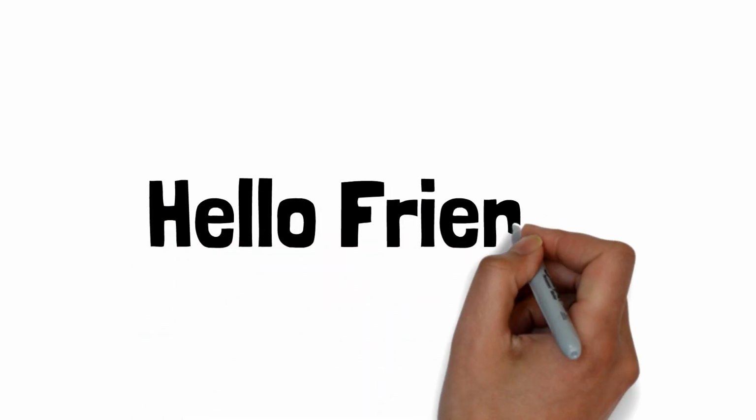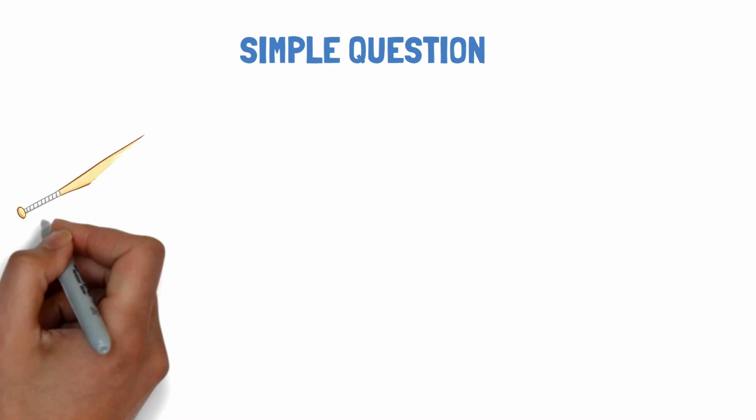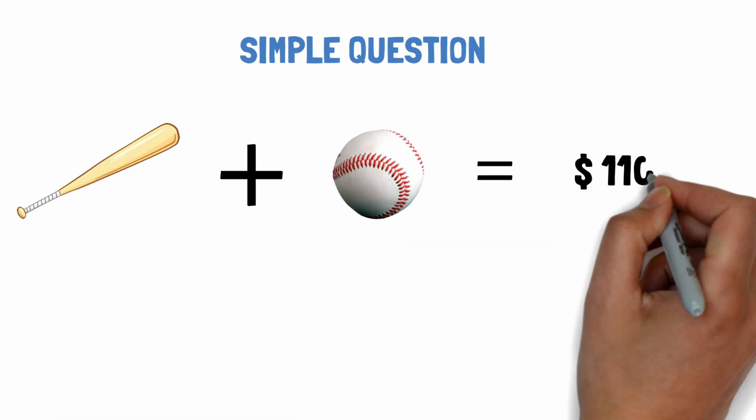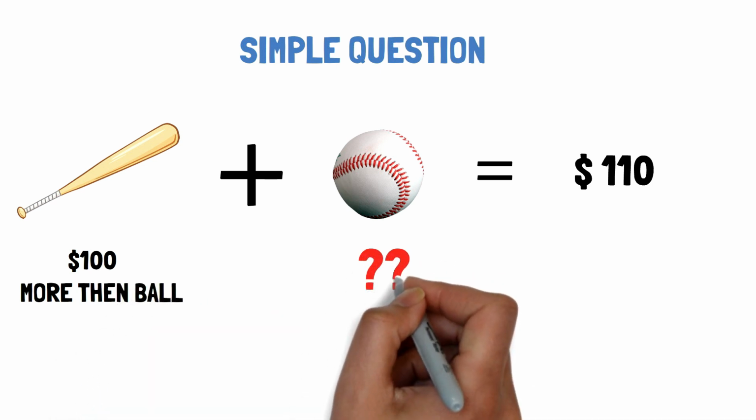Hello friends, I will ask you a simple question and you need to answer it. And the question is, suppose there is a bat and ball which cost $110, and if the bat price is $100 more than the ball, then how much is the cost of the ball?